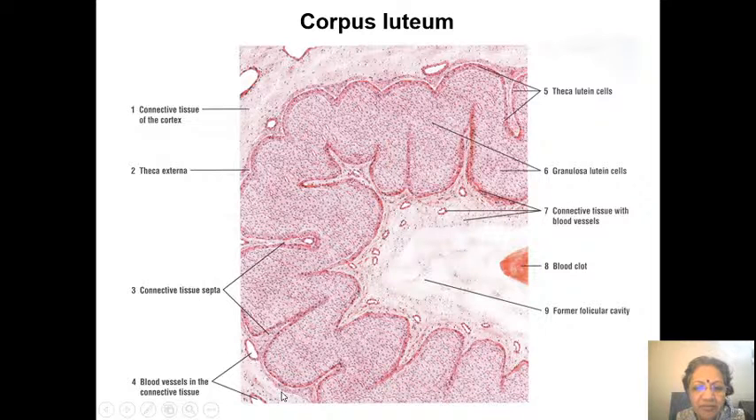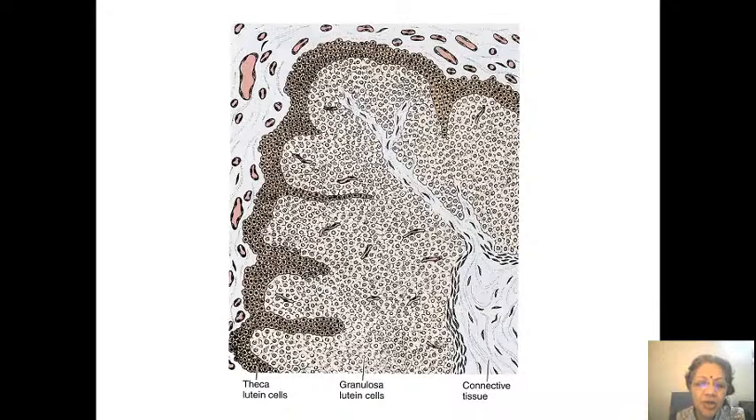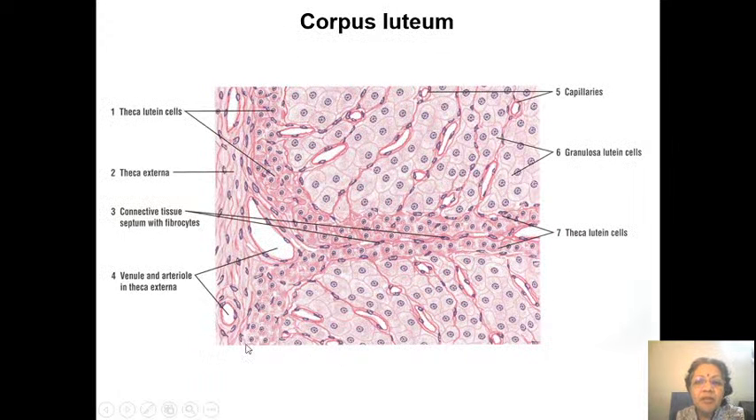And you'll have blood vessels in the connective tissue, but you are not going to see it at such high power. This is just to explain to you what a corpus luteum looks like. There'll be connective tissue on the inside, granulosa lutein cells and theca lutein cells. The corpus luteum will consist of this kind of cells, big, large, pale cells. You remember that they are endocrine in function.